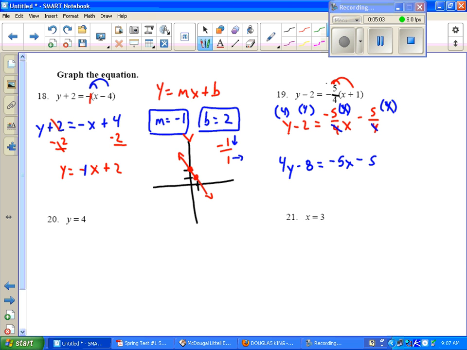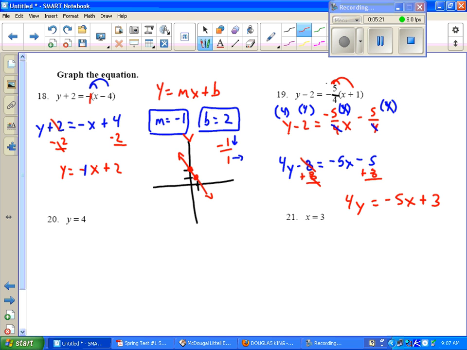Still wanted to say y equals mx plus b. So move negative 8 on over to the other side by adding 8. If you add it on the left, add it to the right. And you have 4y equals negative 5x plus 3.